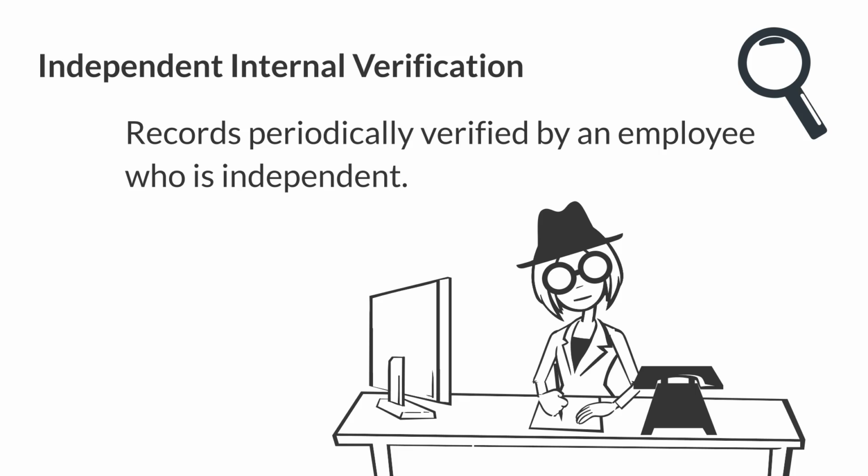Most internal control systems provide for independent internal verification. This principle involves the review of data prepared by employees. For example, at the movie theater, cash counts are made by the manager at the end of each cashier's shift.